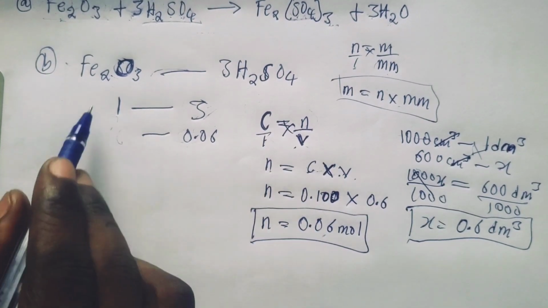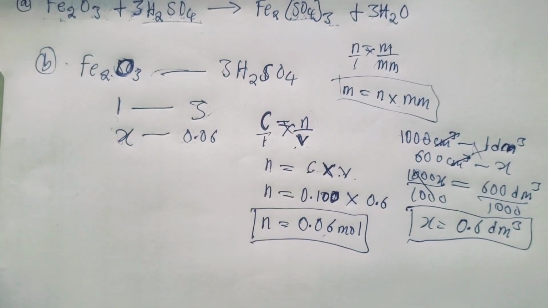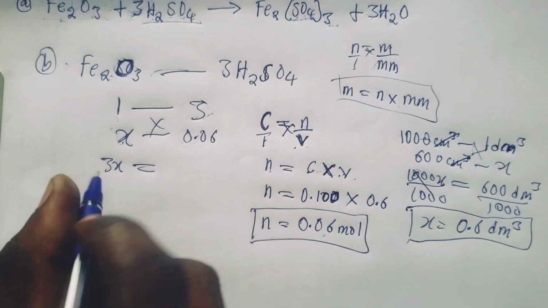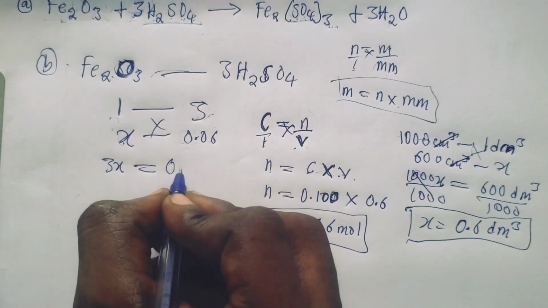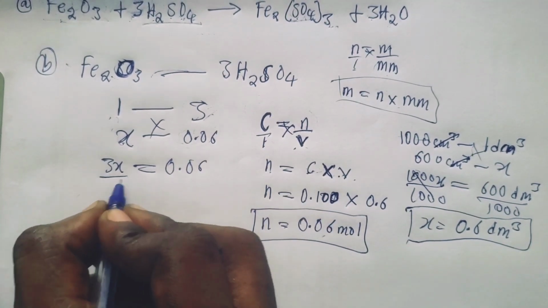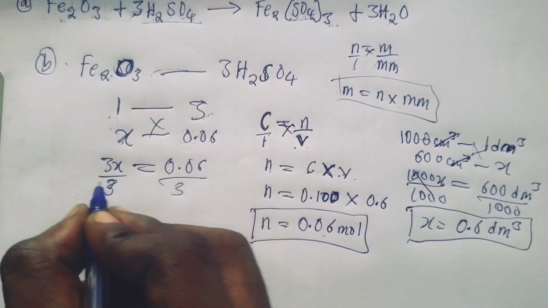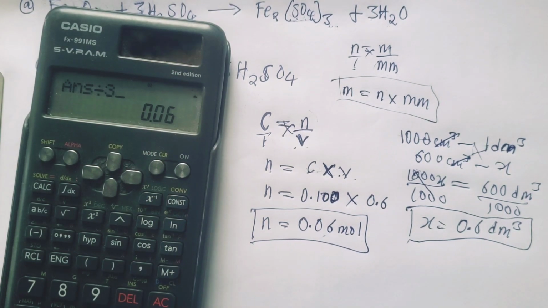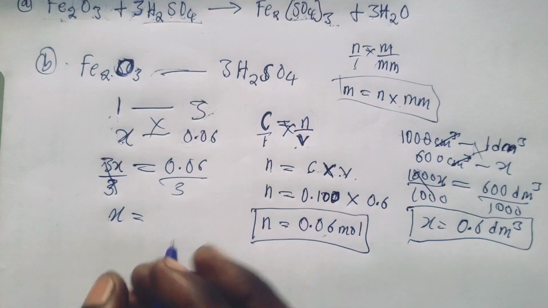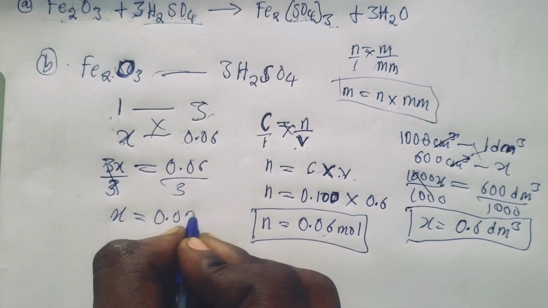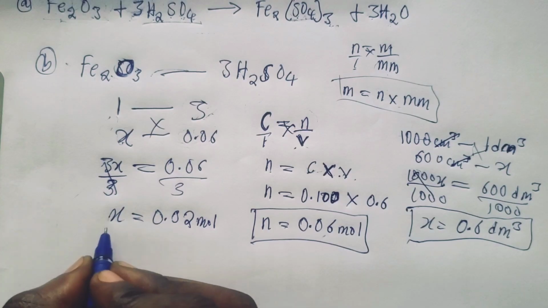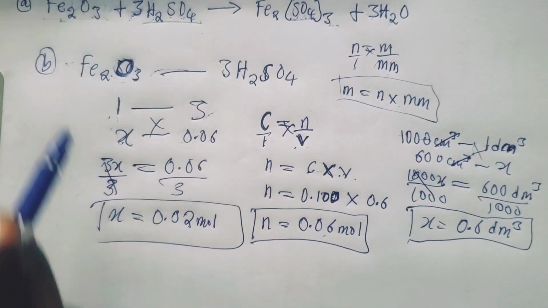What about the number of moles for iron? That's the one we are looking for. Then we cross multiply. X times 3, so 3x is equal to 1 times 0.06, which is still 0.06. So over 3, over 3, X is going to be 0.06 divided by 3, which is 0.02. So these are the moles of what? Of the iron oxide.